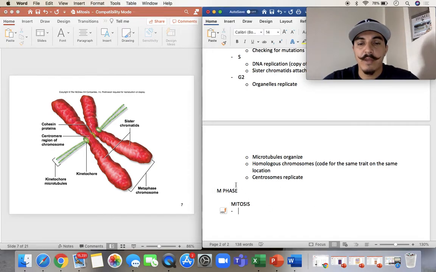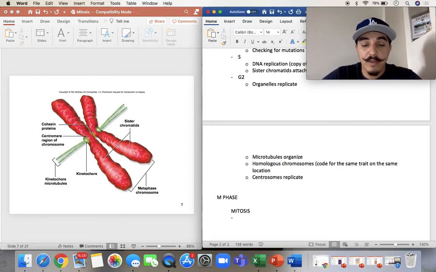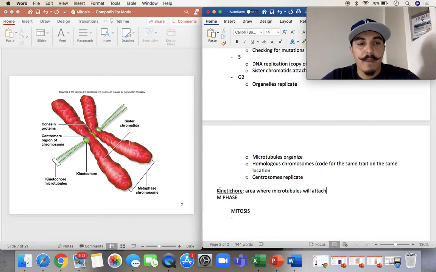So maybe I should add these definitions in here in case they're in the test. Kinetic core, area where microtubules will attach. Okay. The centromere.